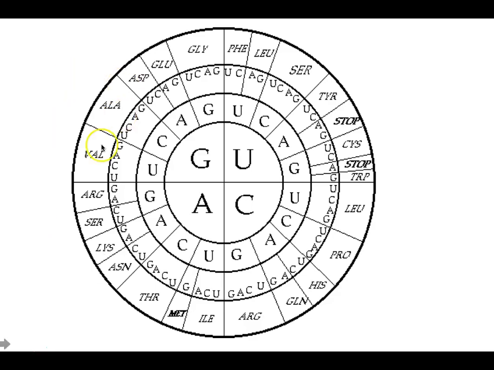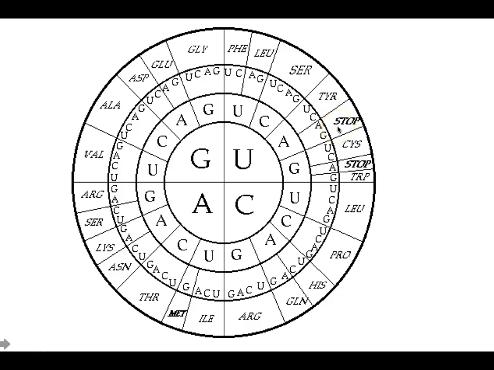So each one of these in that fourth circle is an abbreviation of the 20 different amino acids. Just for your edification, Gly is glycine. Don't need to know this for the exam, just for the three letters. But I know you're dying of curiosity. Phe is phenylalanine, Leu is leucine, Ser is serine, Tyr is tyrosine.